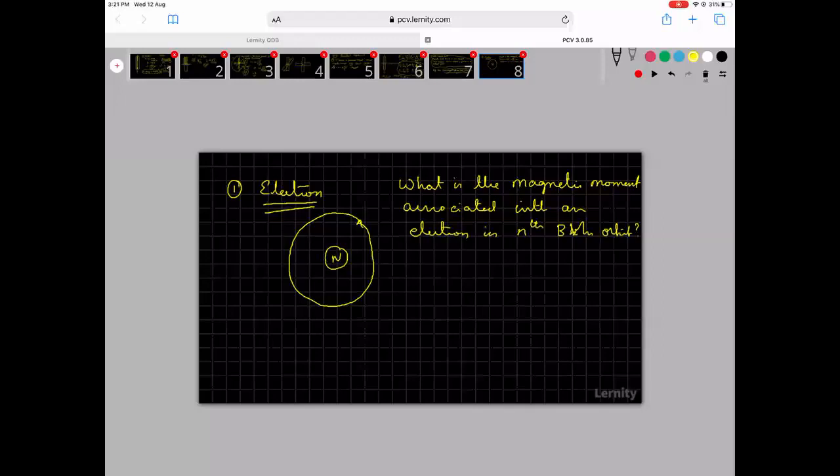Okay, so here is a question. What is the magnetic moment associated with an electron in the nth Bohr orbit? Try to do this question and I'll work it out.